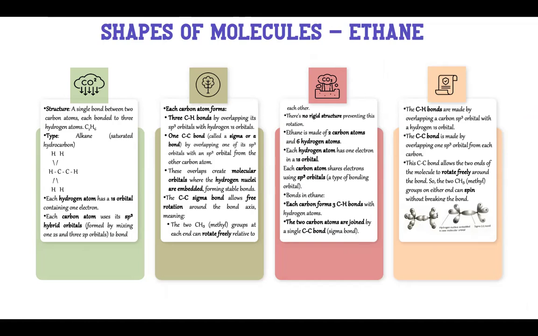The C-C sigma bond allows free rotation around the bond axis, meaning the two CH3 methyl groups at each end can rotate freely relative to each other.